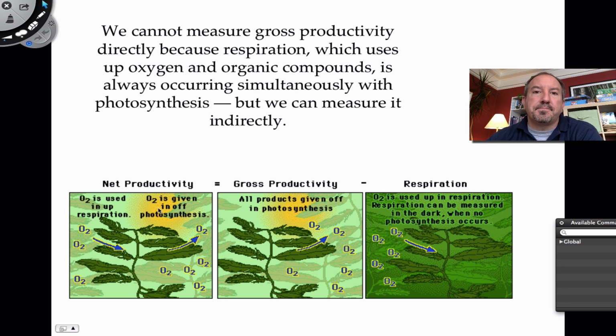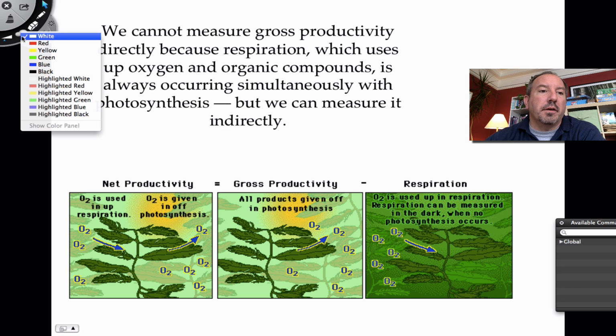We can measure that. So the idea is, well, what's the gross? In order to know what the gross is, you have to know how much they're respiring, how much of it they're actually using up. And the only way that you can determine that is, check this out, it's rather clever. You could take some of the plant material, in other words, sample the water.